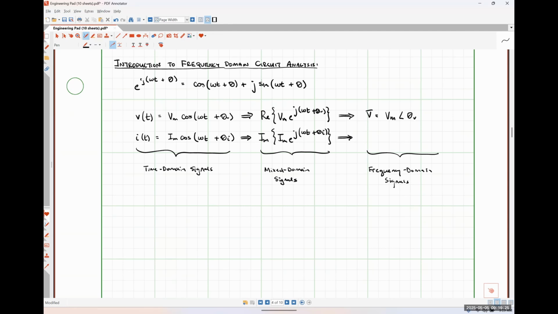So realistically, we don't even need that intermediate step, right? Because our sinusoidal signal expressed as a cosine function has a magnitude and it has a phase angle. So I can go directly from the time domain to the frequency domain by just keeping my magnitude, keeping my phase angle, and not worrying about anything else. And I can do the exact same thing for my phasor current I. So that's going to look like Im angle theta i.